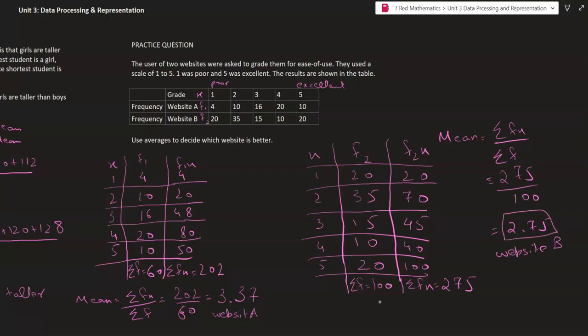Now if we compare this value with this value, we can clearly see that website A is better because 3.37 is higher than 2.75. And so through this statistics, we can basically compare two different distributions that we can have.